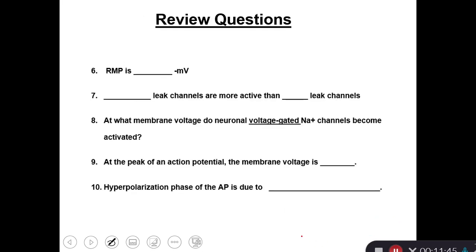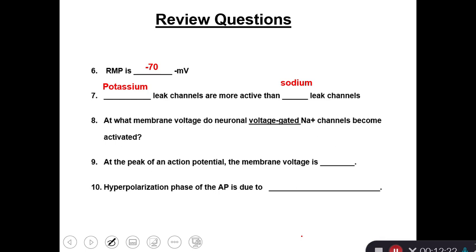Okay, now let's go with some review questions. The resting membrane potential is how many millivolt? It's minus 70. What leak channels are more active than what leak channels? Remember that the potassium leak channels are more active than the sodium leak channels. So we lose more positive charge than we gain, because more potassium exits than sodium enters.